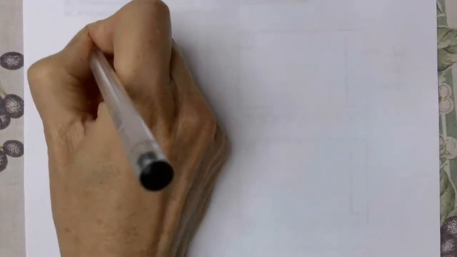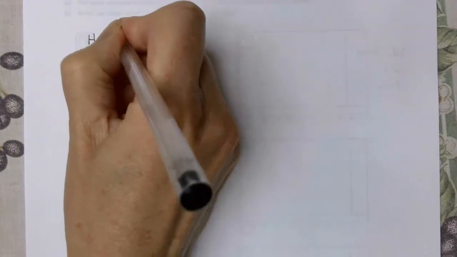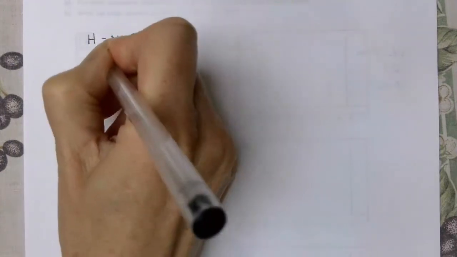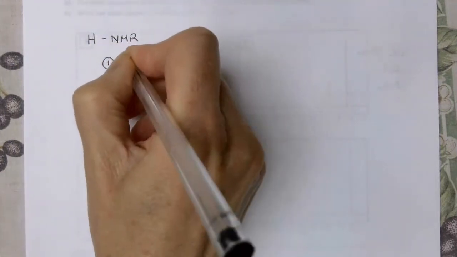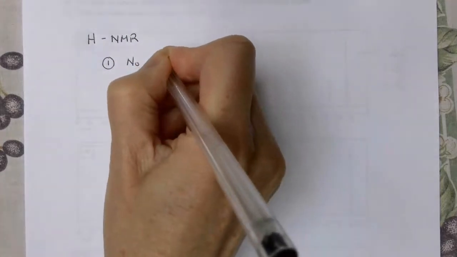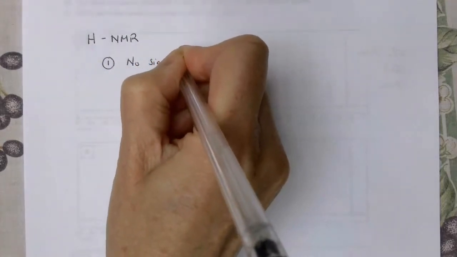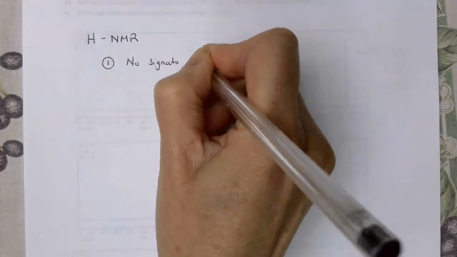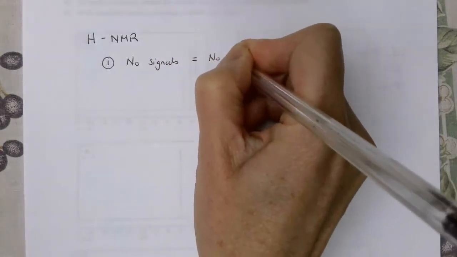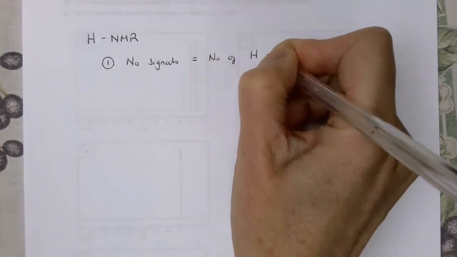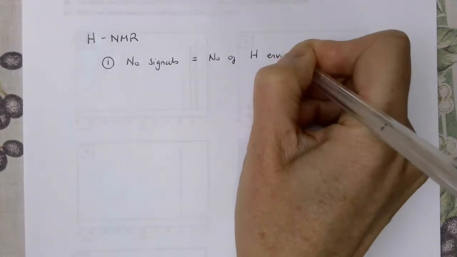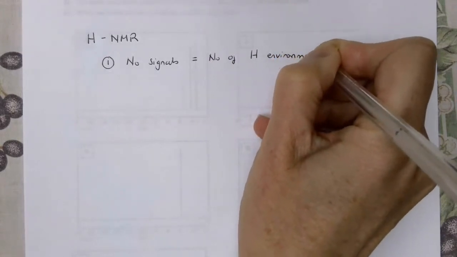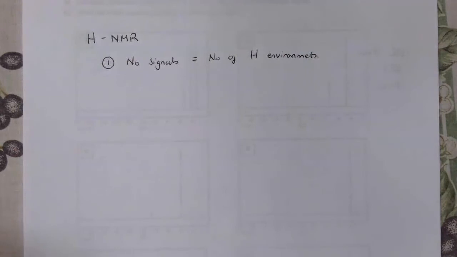So that's the first piece of information that hydrogen NMR gives us. The number of signals in our hydrogen NMR chart equals the number of hydrogen environments. And that just gives us the first piece of information about our molecule.